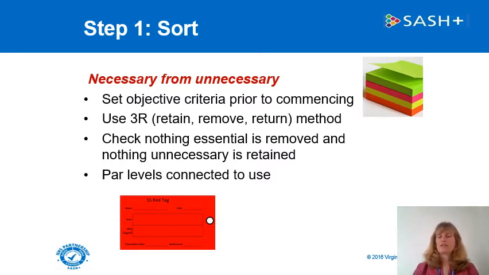Check that nothing essential is removed and nothing unnecessary is retained. We use a system called a red tag, which is a visual control. If there's anything that you're uncertain about or thinking of removing, you attach this to the item and write a time scale on it to say this is going to be removed within 2 weeks, and then you ask all your team to review it, because there might be something that isn't used very regularly or frequently, or is only used by one member of a team.